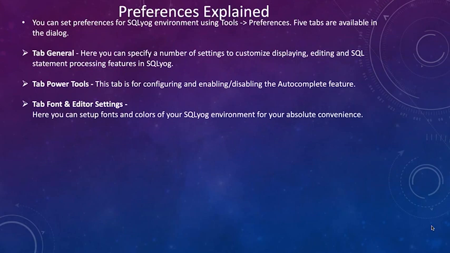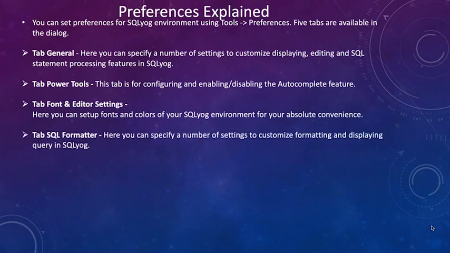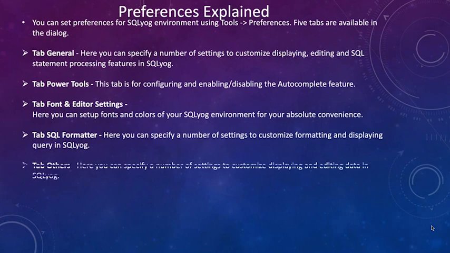There is a tab for font and editor settings. Here you can set up fonts or colors for the SQLyog environment for your absolute convenience. You can just play around with it and change the colors for your SQLyog. Tab for SQL formatter. Here you can specify a number of settings to customize formatting and displaying queries in SQLyog.